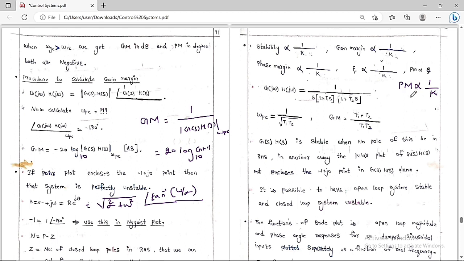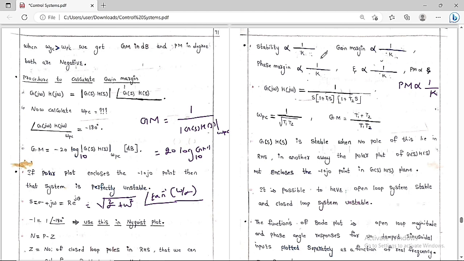I have already told you, whenever the system gain K increases, the stability will decrease. So you can see, whenever system gain K increases, the stability decreases. So both are inversely proportional. So you can say stability is always inversely proportional to system gain.